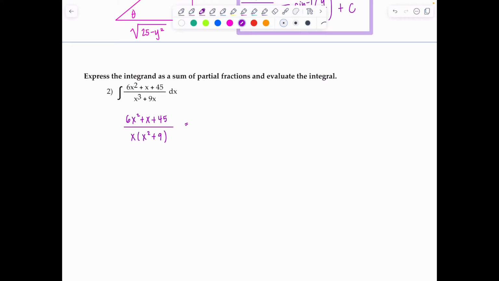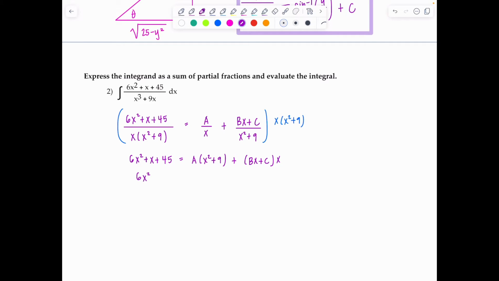So our partial fraction decomposition will have the form A over x plus Bx plus C over x squared plus 9. Very nice. What's the next step? Right, we're going to multiply through by the LCD, so multiply by x times x squared plus 9. And then now we're going to have 6x squared plus x plus 45 equals A times x squared plus 9 plus Bx plus C times x.